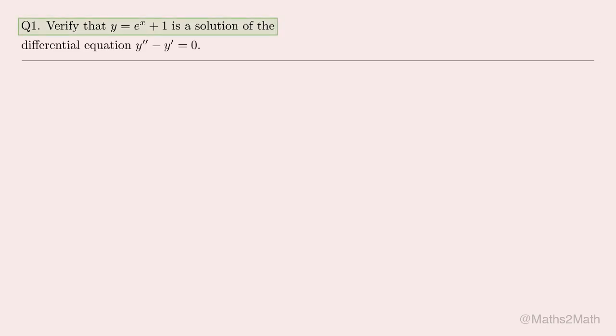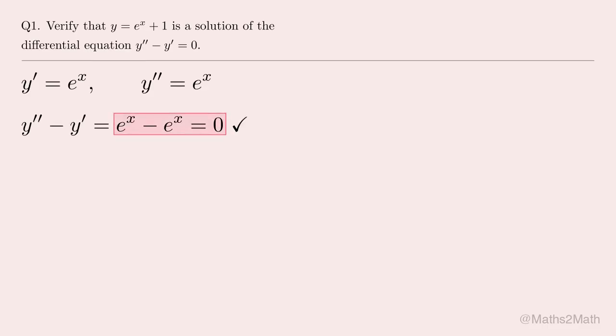Question 1. An exponential plus 1 against a second-order equation. Differentiate as often as needed, substitute, and watch both sides agree. Differentiate twice. The constant vanishes immediately. Substitute, e to the x minus e to the x is 0.